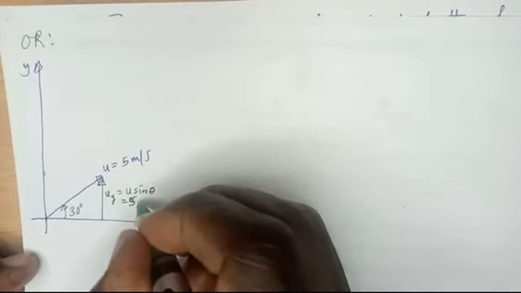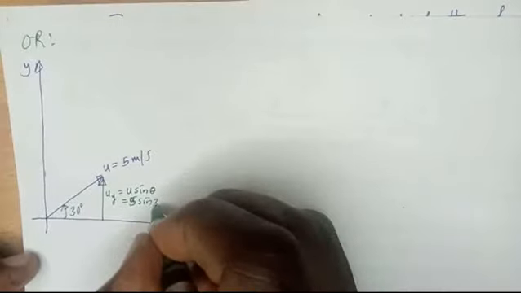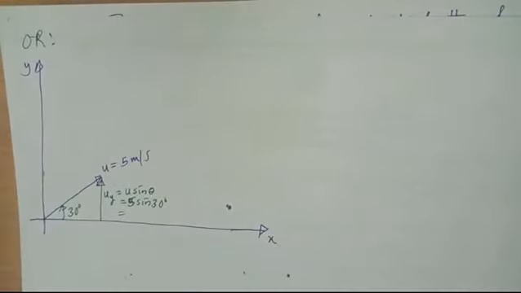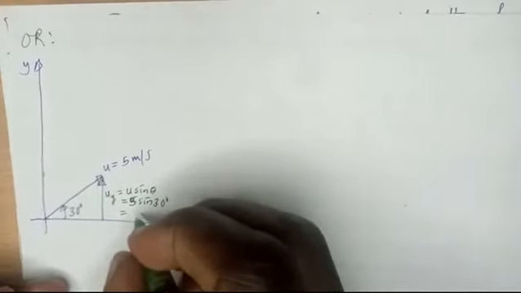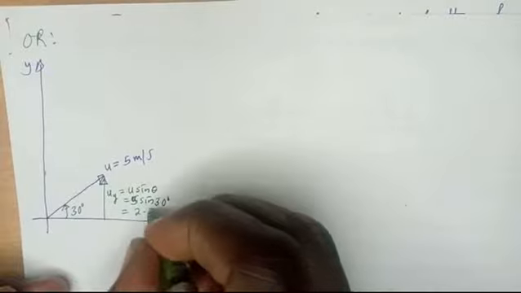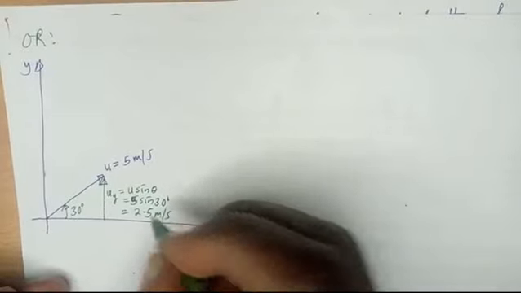Our u is 5, so 5 sine 30 degrees. So you will now press 5 sine 30 degrees. This will give us 2.5. So our vertical velocity is 2.5 meters per second.